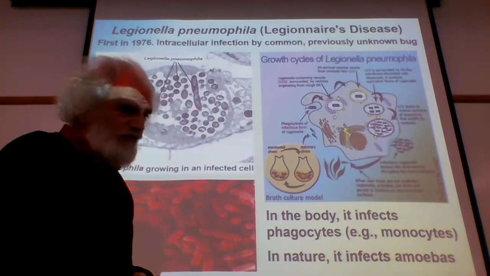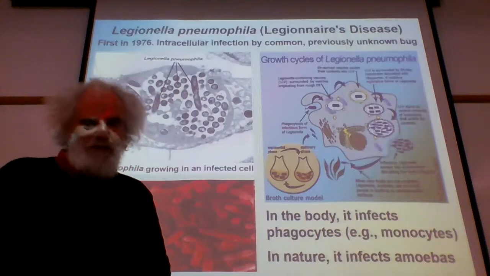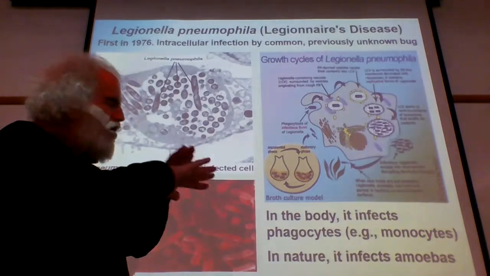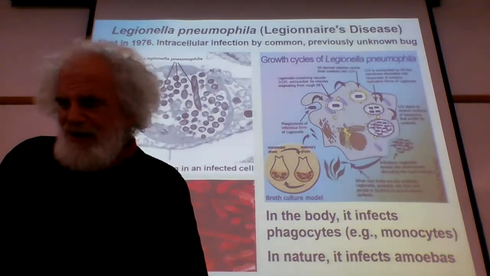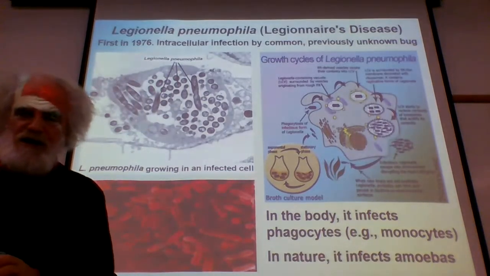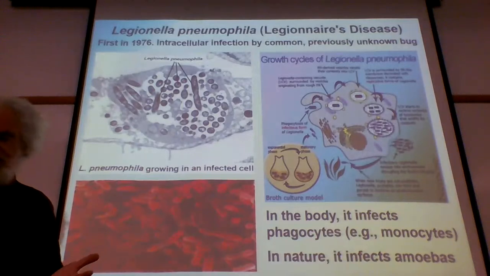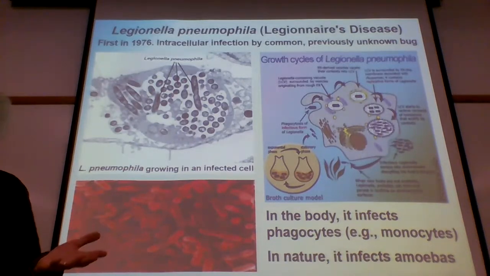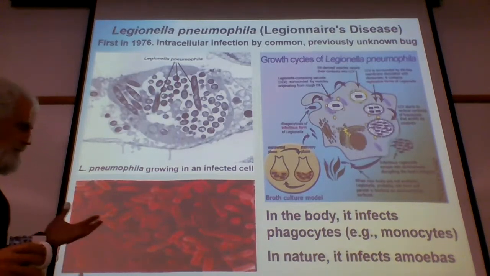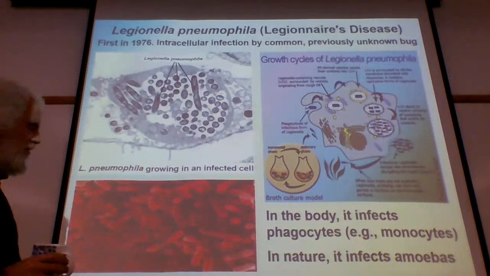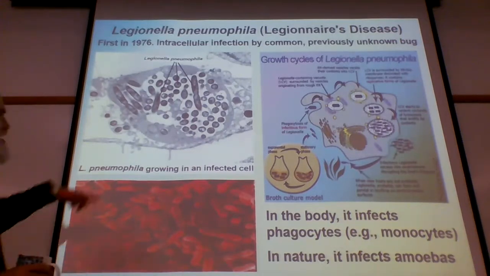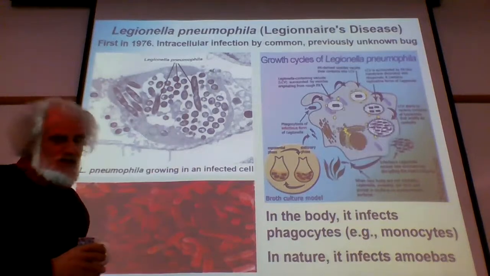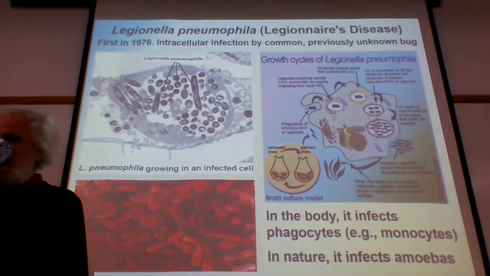So when hosts are not available, the bacteria probably is found on surfaces and forming biofilms. So in the body, it's affecting the phagocytes. These are the white blood cells. And this is going to have an effect on changing the immune system as well. In nature, it's found in a variety of different amoeba. So it is an oddball, it's an intracellular bacterium.